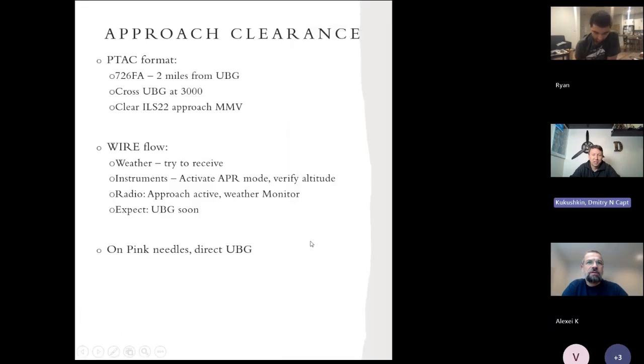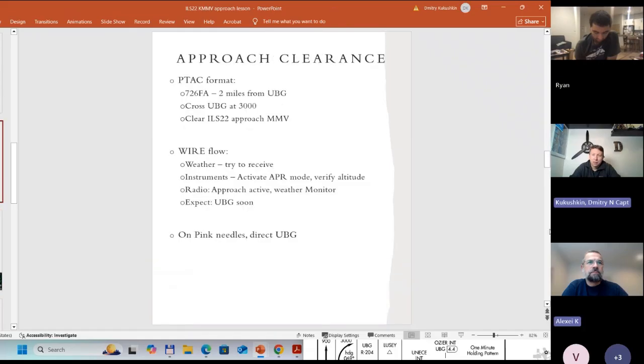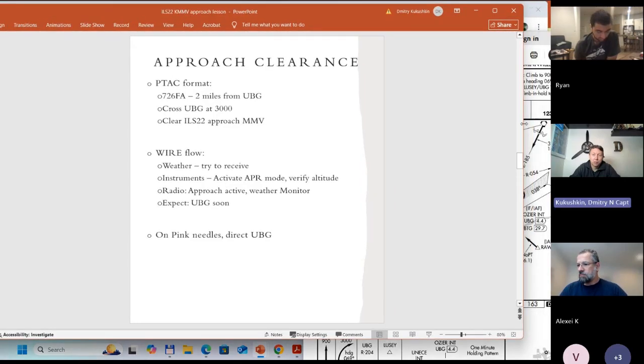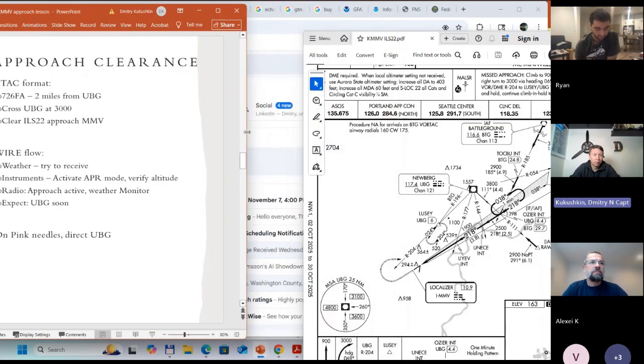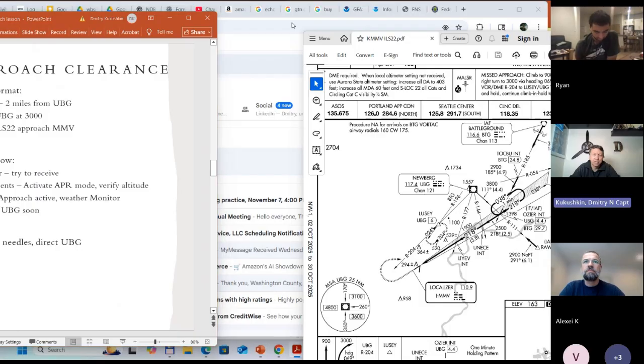Let me put them side by side, one second. Push clearance. I'll try to make this a little more convenient so we can see both at the same time. There you go. So we got the clearance. Newburgh is next. Here's an approach plate. Hopefully the screen is large enough.